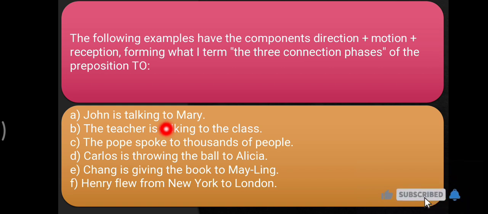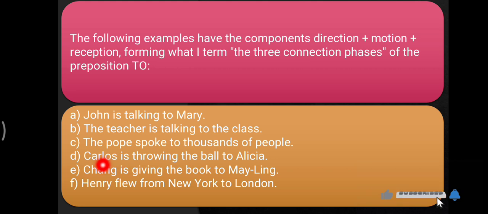Now, the second one is: the teacher is talking to the class. Here we can see that the teacher is directing to the class. There is also movement because the teacher is talking. And the class, that is the reception. In the third example, the Pope spoke to thousands of people. So the Pope is directing, there is also movement, and thousands of people receive what the Pope says.